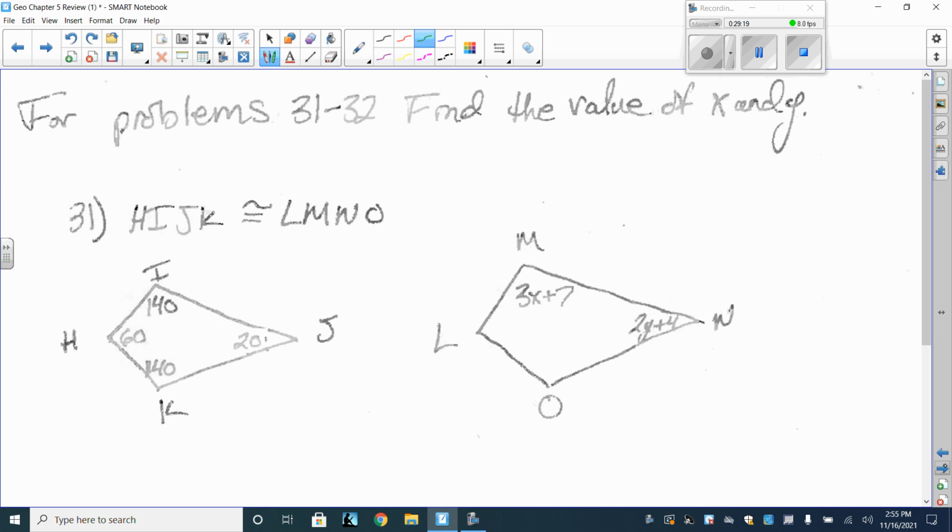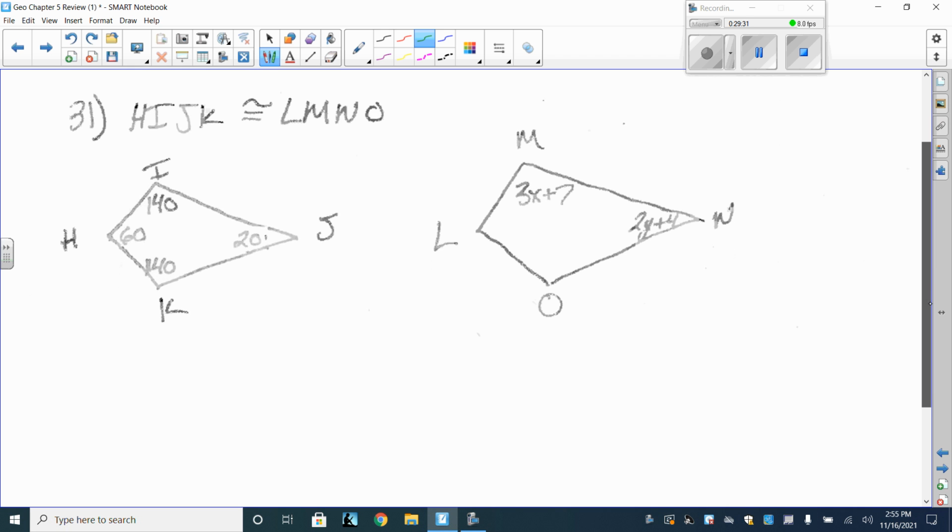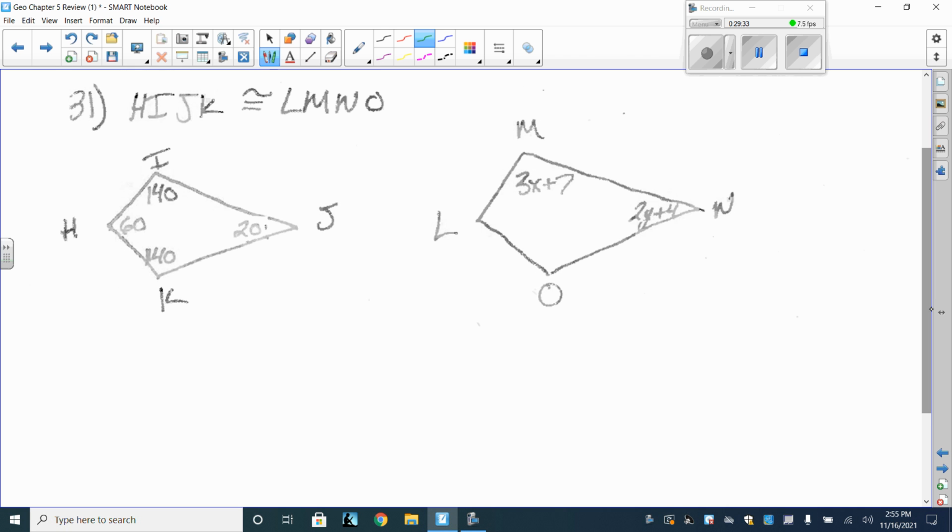Questions on 31 and 32? 31. So on both of these here, we're really matching up what is congruent. So looking at the statement, we're saying that H is congruent to L. I is congruent to M, J and N, and then we have K and O.